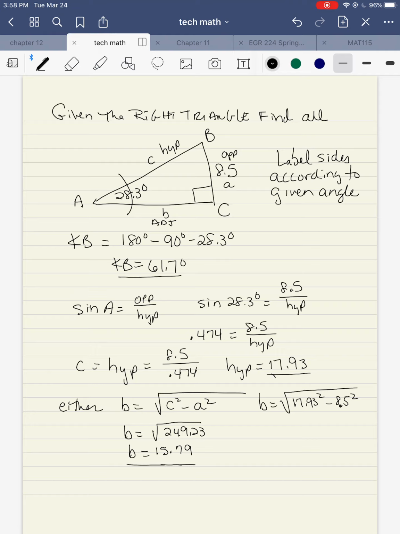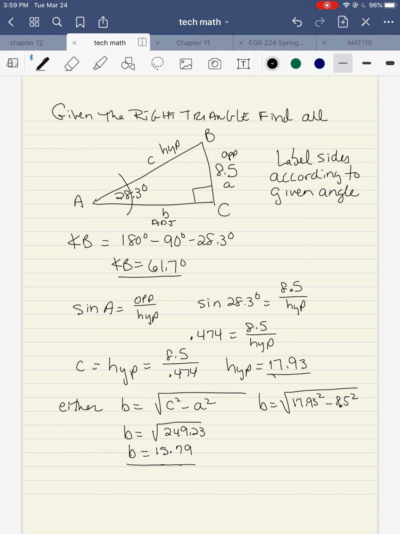As an example, given the right triangle, find everything. Here the angle given is at A, and they give it as 28.3 degrees, and they also give the opposite side, the length between BC, or side a, is 8.5. So what I have to find is the angle B measurement, the side b measurement, and also the hypotenuse length.